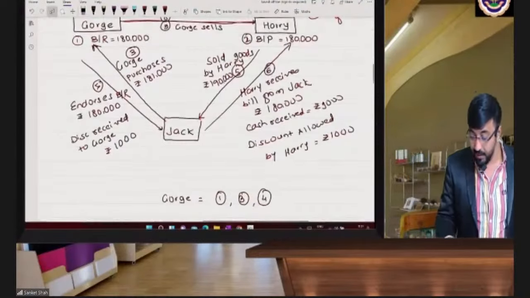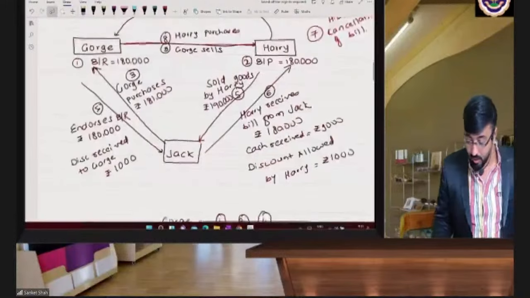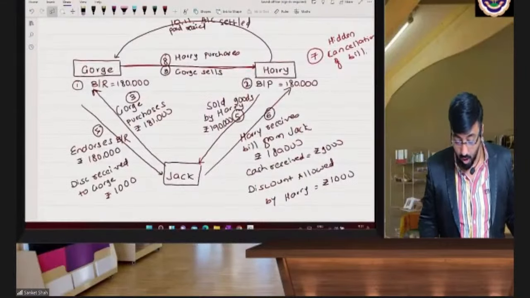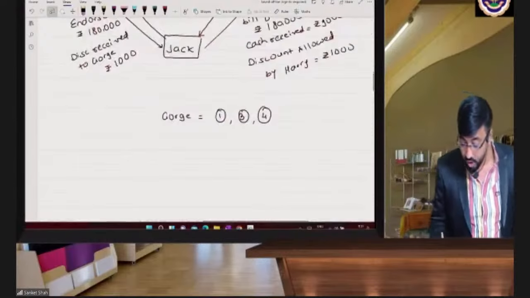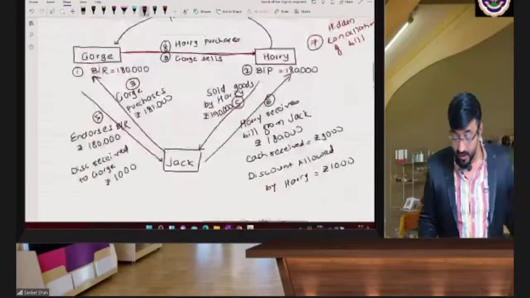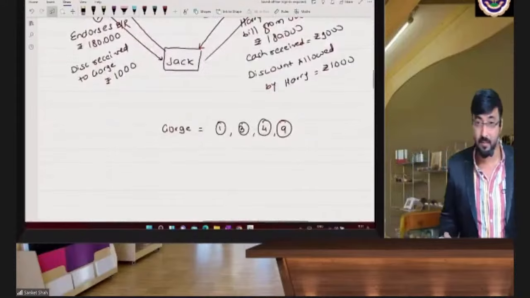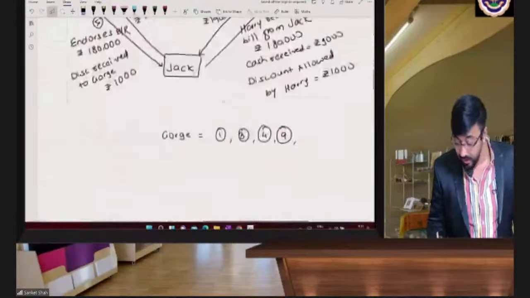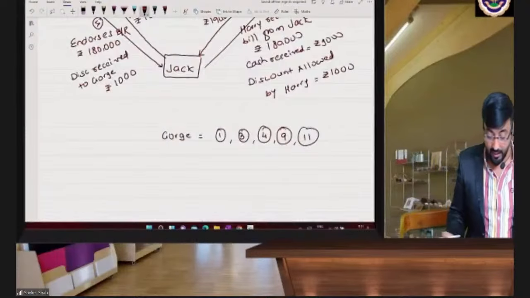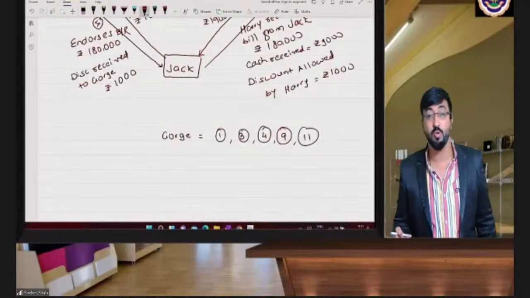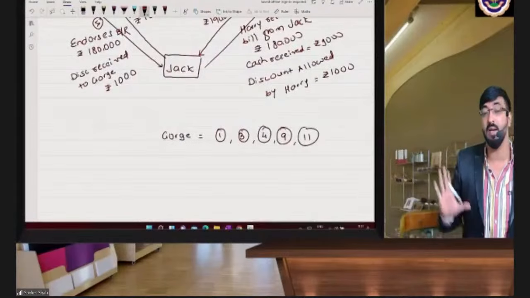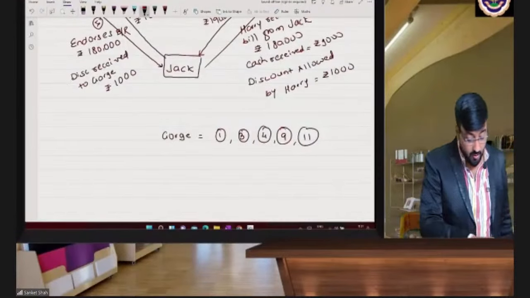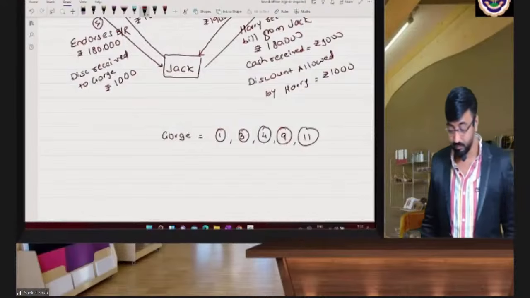After that, the fifth and sixth entries are not in the books of George. The seventh entry is also not in the books of George. Ninth entry, George sells goods. So what is the entry? Harry account debit to sales. And after that, he may receive some amount, so that is the 11th entry, and it is in the books of George. So beta, how many entries are there in the books of George? There are 5 entries.